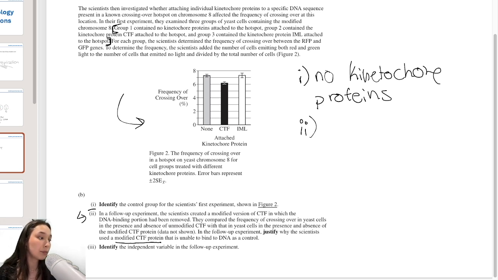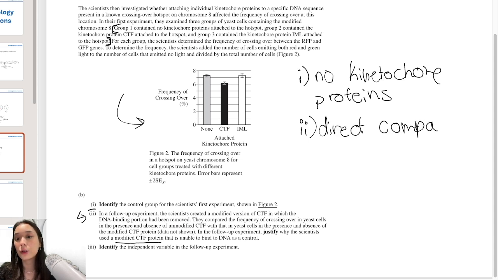So for this one, you can do a couple different options that I've seen. It allows for a direct comparison because, again, it is going to be a control. You're allowing a direct comparison because you're exposing both to CTF. However, one is not actually binding. So that's going to be a much better control than the no kinetochore proteins in terms of a direct comparison. So it allows you to directly compare and see if DNA binding is affected.